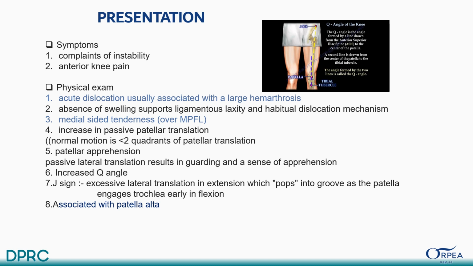Presentation: symptoms include complaining of instability and anterior knee pain. Physical examination: acute dislocation is usually associated with a large hemarthrosis and medial side tenderness, absence of swelling supporting ligamentous laxity and habitual dislocation mechanism, increase in passive patellar translation, patellar apprehension, increased Q angle, the J sign, that is excessive lateral translation in extension which pops into the groove as the patella engages the trochlea in early flexion, and associated patella alta.